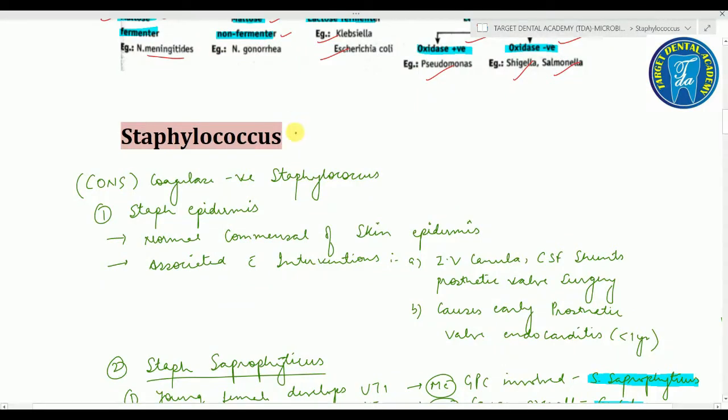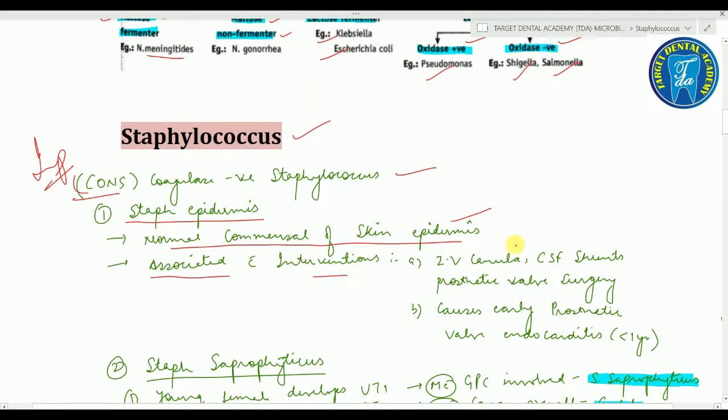Now let's start with the Staphylococcus. CoNS, the coagulase-negative Staphylococcus, are important points. First is Staphylococcus epidermidis, a normal commensal of the skin epidermis. It is associated with interventions like IV cannulas, CSF shunts, and prosthetic valve surgery, and it causes early prosthetic valve endocarditis, less than 1 year after surgery.